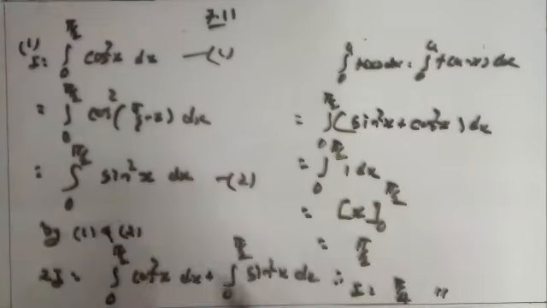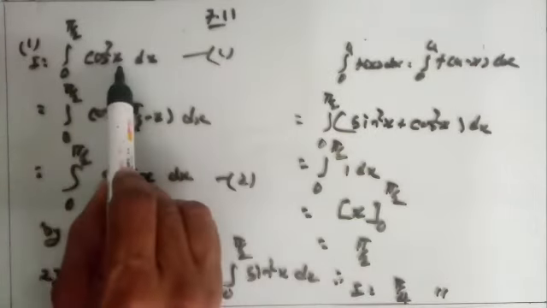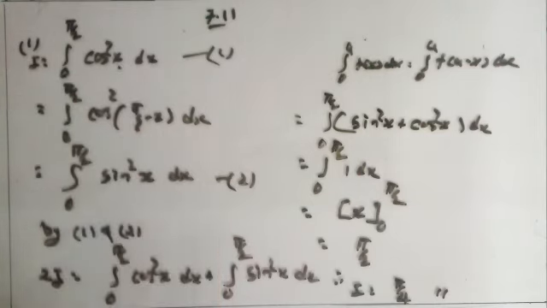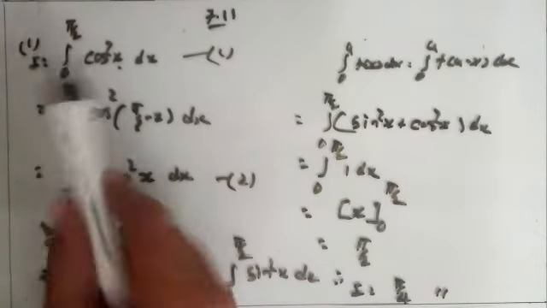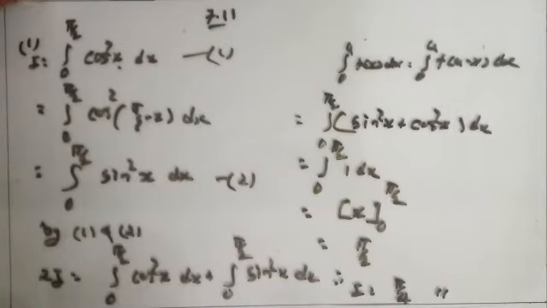You know that cos square x can also be changed into cos form, that is remove this square, 1 minus cos 2x upon 2, and apply integration. You also get the answer. Now next question.